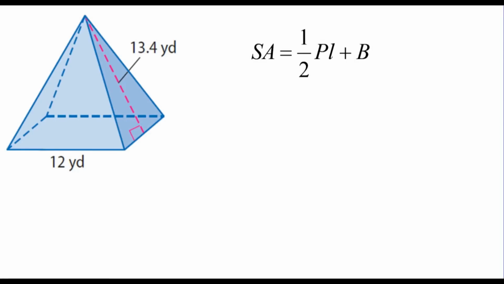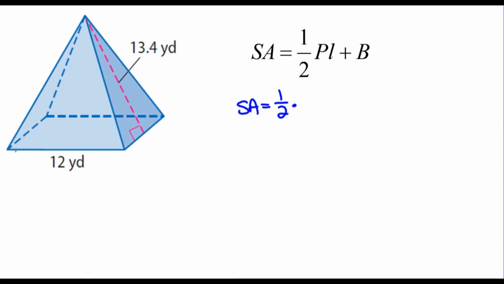Easy peasy. Here's another pyramid. Let's start from scratch. We don't know anything, just the measurement of the base and the slant height. So let's calculate our surface area here. So again, we're going to use 1/2 of the perimeter of the base times the slant height plus the area of the base.